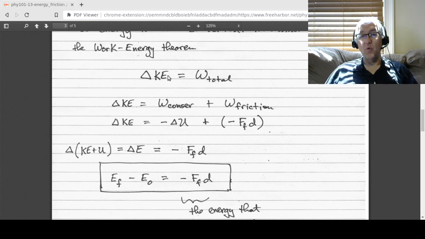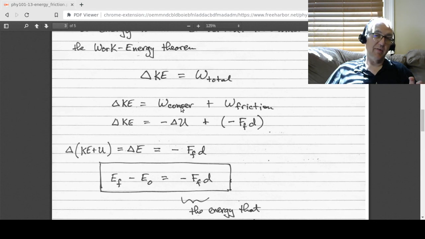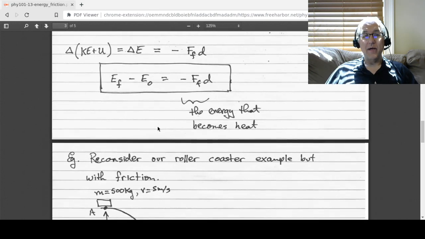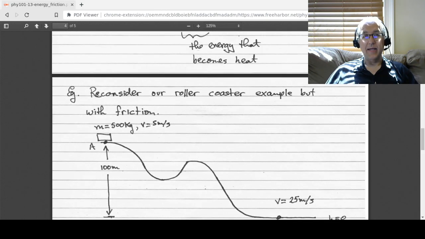Again, this is the work energy theorem, but it's the work energy theorem where we've taken the conservative forces and lumped them in with the kinetic energy to talk about the total energy. And so it basically says the change in the total energy is just the work due to friction.